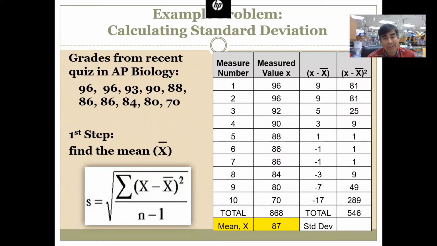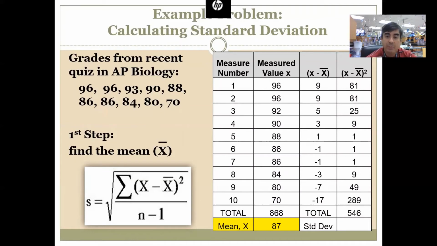So I'm going to pull just one class. So let's do it. I do a sample size. And I pull out a class of 10 students, and these are their grades. They have a 96, 96, 93, 90, 88, 86, 86, 84, 80, and 70. So pretty good on this quiz. But I want to know, how spread out is this data? What percentage of my students got around this one standard deviation, two standard, three standard deviations away?